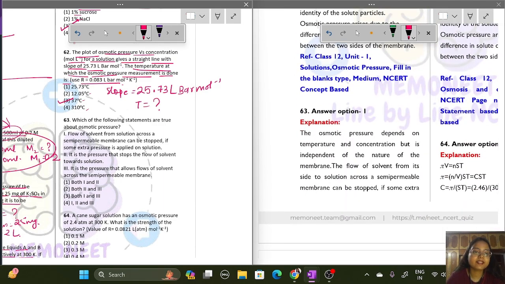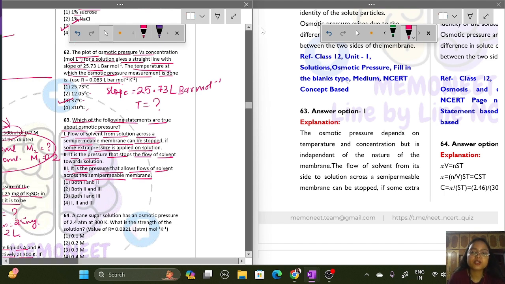Next is question number 63. Which of the following statements are true about osmotic pressure? The first statement says that the flow of solvent from solution across a semi-permeable membrane can be stopped if some extra pressure is applied on the solution. Statement 2 says it is the pressure that stops the flow of solvent towards the solution, and statement 3 says that it is the pressure that allows the flow of solvent across the semi-permeable membrane. So we have to find out which of the following are true for osmotic pressure.